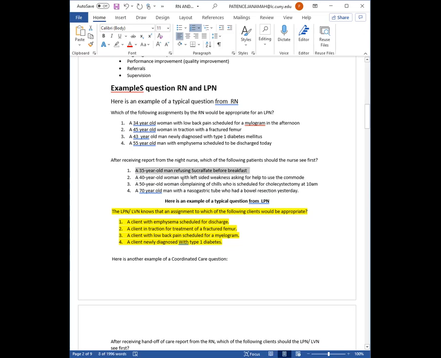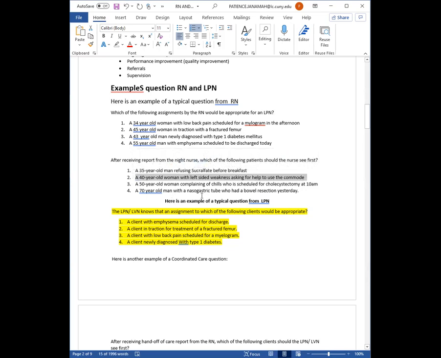A 40-year-old woman with left-sided weakness asking for help to use the commode. Well, the patient just wants to poop. It's fine. That will be the second patient I will go to. Because remember, elimination is a physiological need. The patient has to be able to eliminate waste. So that's the second patient you will go to, because this patient has to move the bowel.